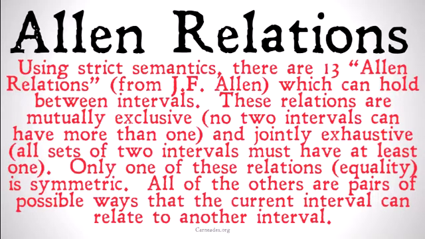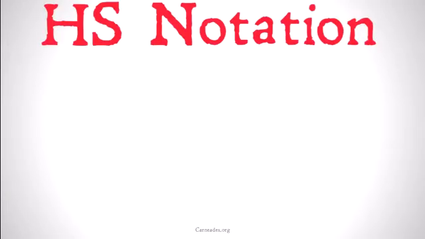Only one of these relations, equality, which we will get to at the end, is symmetric. And equality is also the only relation which isn't going to have an HS notation paired with it. All the others are going to be pairs of possible ways that the current interval, or a particular interval that we are talking about, which I'll talk about as the current interval, but you can define differently, can relate to another interval.